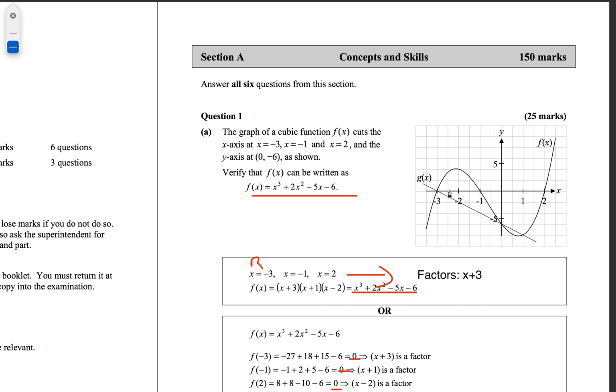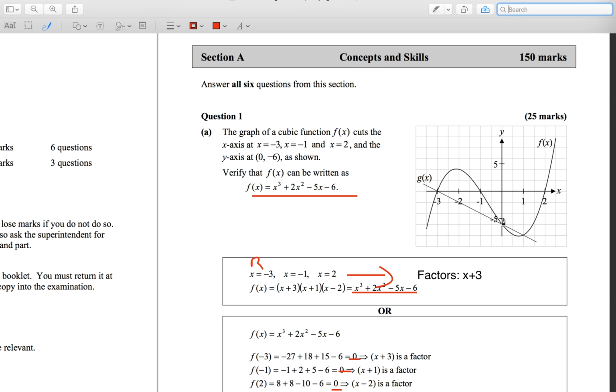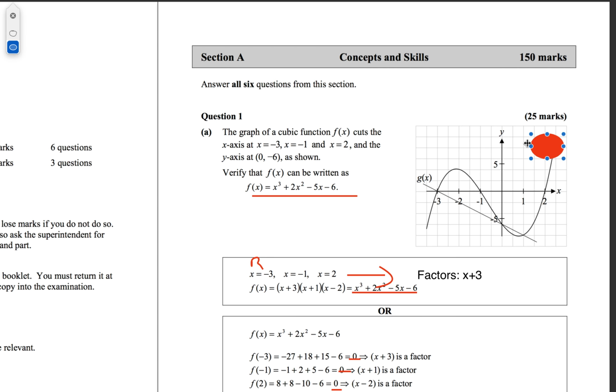And you can then draw it in here. So this is minus 3, 0. This is 0, minus 6. Connect them together. The line does not have to finish here. You can draw it right through. And make sure to label your lines always, but not to cover them in a red circle like that.